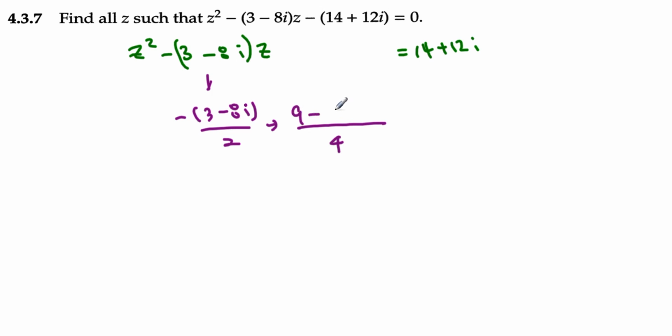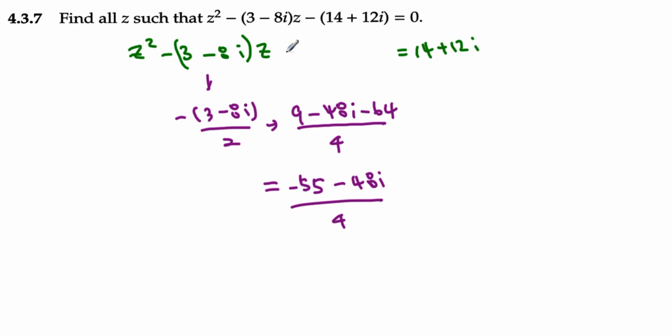minus 48i, and then minus 64, because it's supposed to be 8 squared becomes 64, but I squared make it into negative. So then here we end up getting negative 55 minus 48i over 4. So I'm going to add that up to both sides.